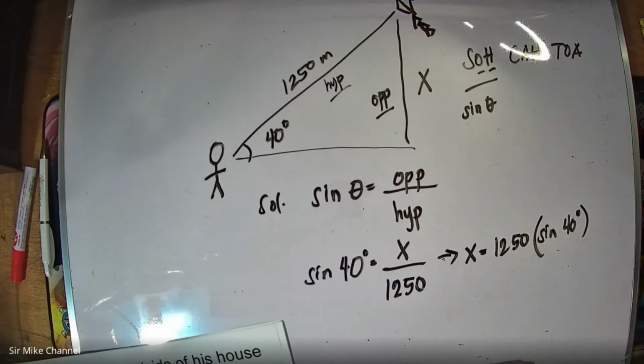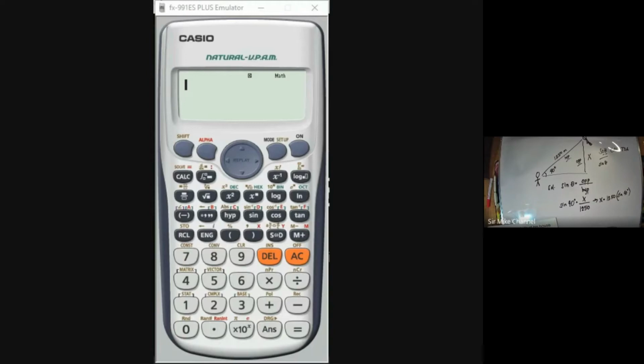So we will use the scientific calculator. Let me present the calculator window. Like before, we need to solve the given: 1,250 times sine 40 degrees. So 1,250 times 40 degrees. Our answer is 803.